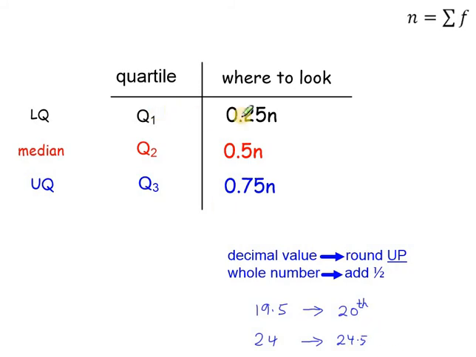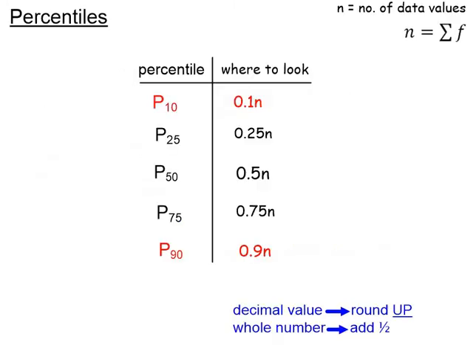So the lower quartile, Q1, is the 25th percentile, Q2 the 50th percentile, Q3 the 75th percentile. So if we look at percentiles, we've got the percentile and the formula which tells us where to look in the data to locate that particular percentile. So the 10th percentile, use the formula 0.1 times n, where n is the number of data values. And then we've got the lower quartile, median, upper quartile. Another example here, the 90th percentile, use the formula 0.9 times n. And once you've worked out a value for one of these, then use the rounding method described here.